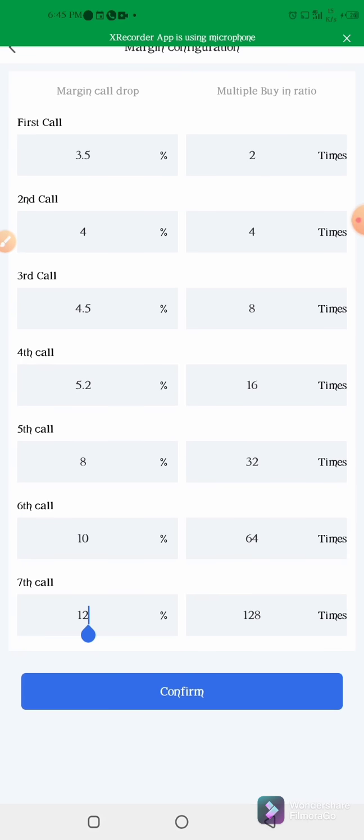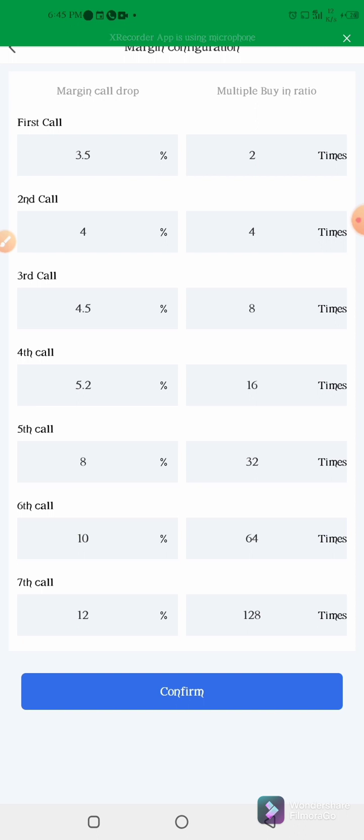So this is the default settings, and it is super. It allows you to be in trade even in a 47.2% dip. If you had 3.5 to 4 to 4.5 to 5.2 to 8 to 10 to 12, it will give you 47.2%. That's a 47.2% drop in price. So you will still be in trade, and this setting is called the DCA settings.